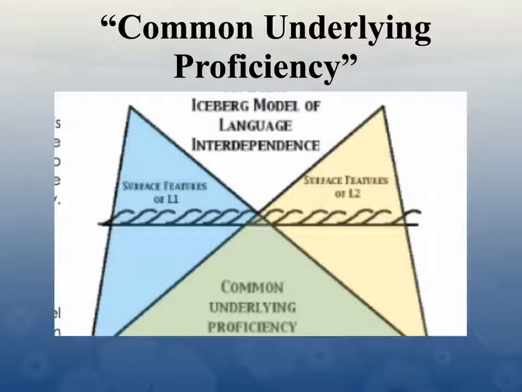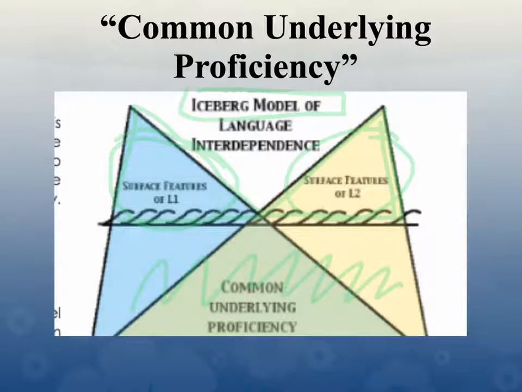So here is a graphic that illustrates what we mean by common underlying proficiency. It's sometimes called the iceberg model of language interdependence. We call it an iceberg because we think, oh, I have these two separate languages, for example, English and Spanish, or perhaps you have Hindi and English or Urdu and English. And we can see that these would be the performance of one language and the performance of another, and we think of them as being separate. But underneath that are skills and abilities that transfer below the water between the two visible icebergs.